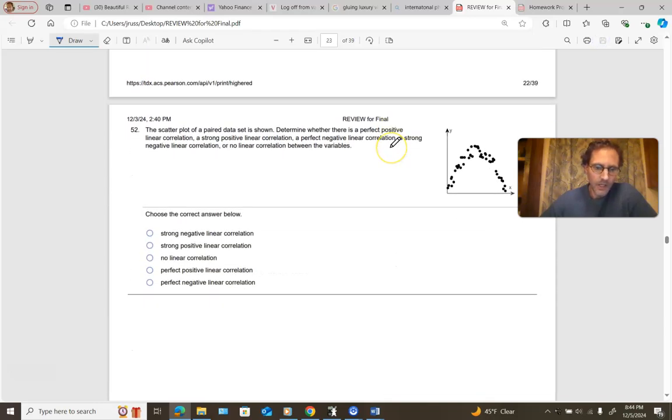Let's see. 52. I was going to skip this one, guys, but there is no linear correlation. See, there is a correlation, but we don't cover it in this class. There's no linear correlation, and that's what they're asking you about. Now, this looks like a parabola, doesn't it?